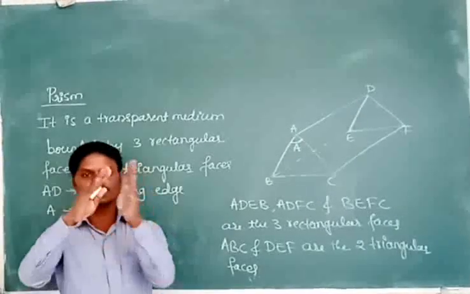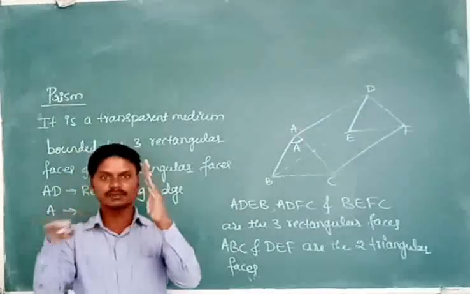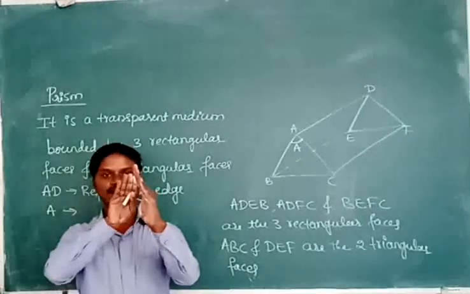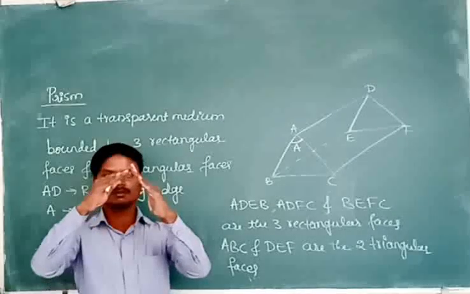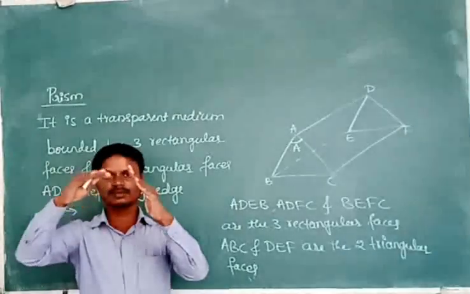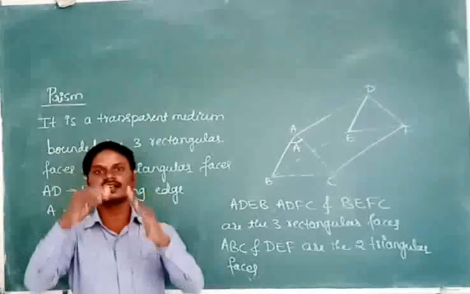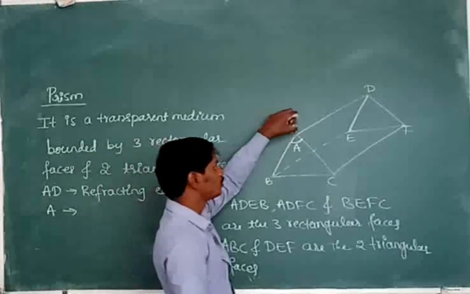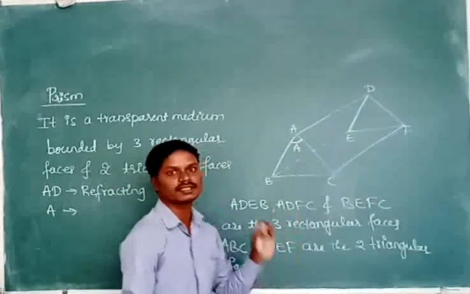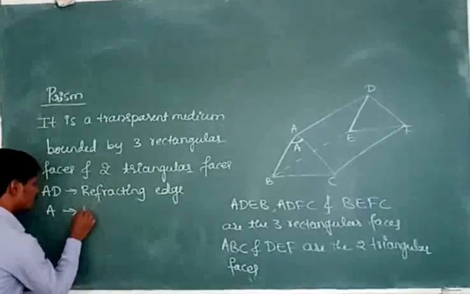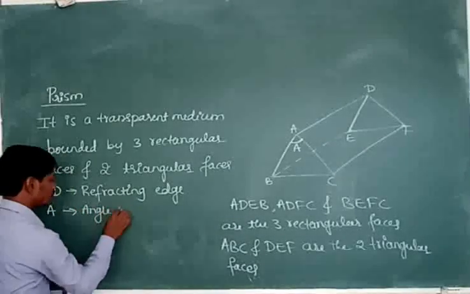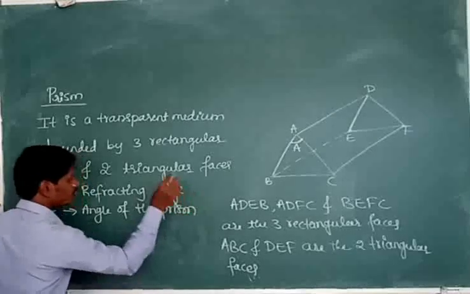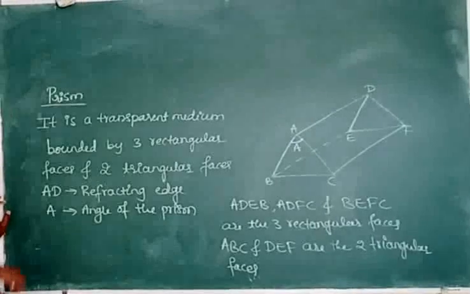These two are the refracting surfaces of the prism and this is the base of the prism. How many triangular faces are there? A front triangular face and a back triangular face. The angle between the two refracting surfaces is called the angle of the prism. What is the angle of the prism? It is the angle between the two rectangular faces, meaning the two refracting surfaces. So it is called the angle of the prism. Next we are going to discuss the principal section.